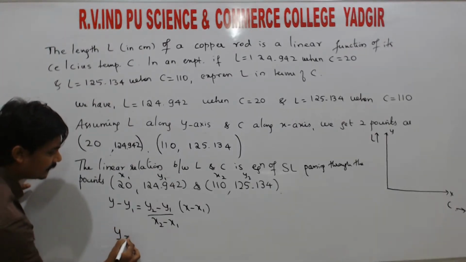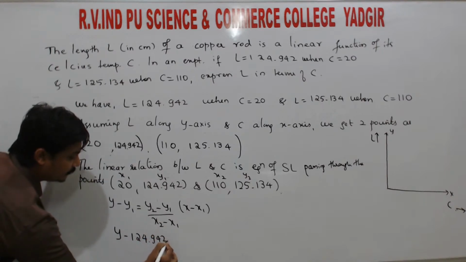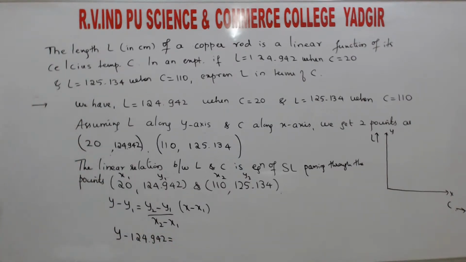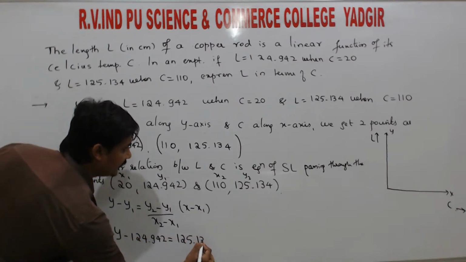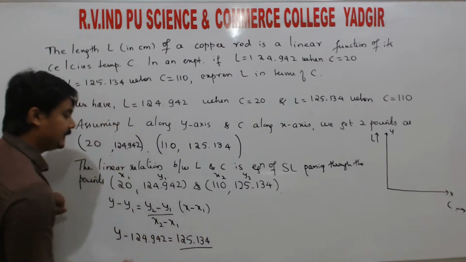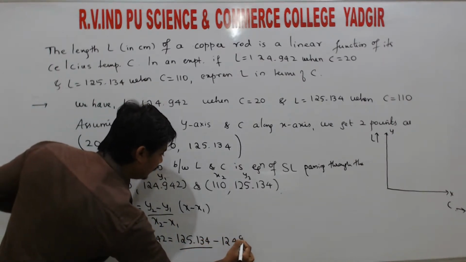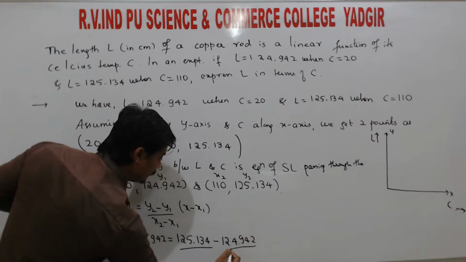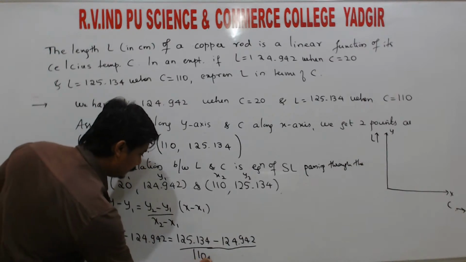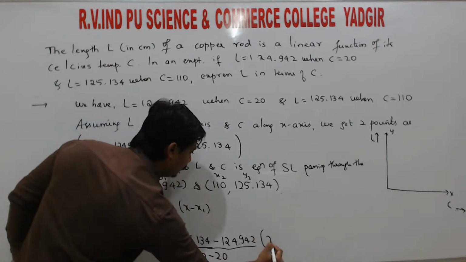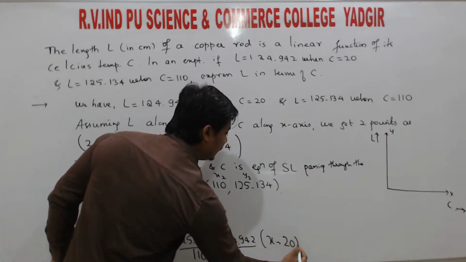y minus y1 equals 124.942, y2 minus y1, y2 is 125.134 divided by x2 minus x1, into x minus x1, which is 20.